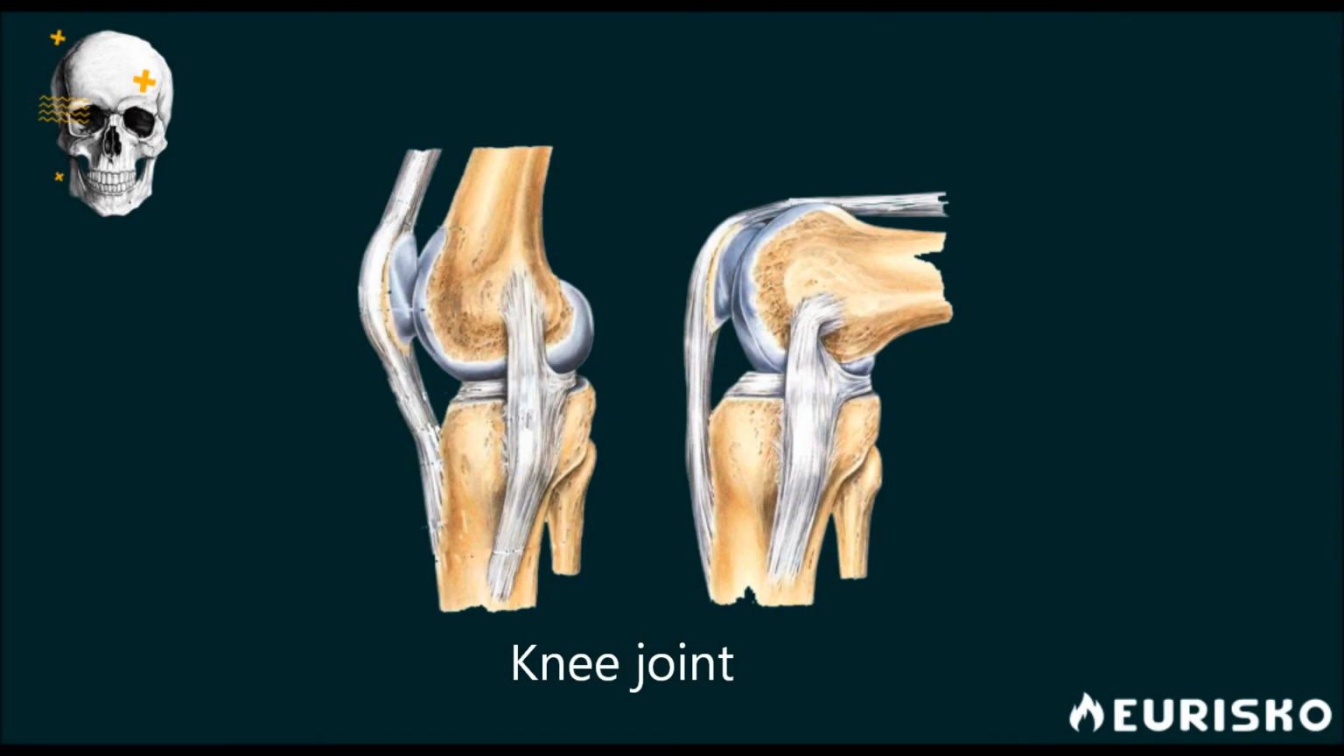Knee joint, the most complex joint in our body. It is connection between superior articular facet of tibia, lateral and medial condyles of femur, and patella. Two menisci help in the formation of the knee joint.